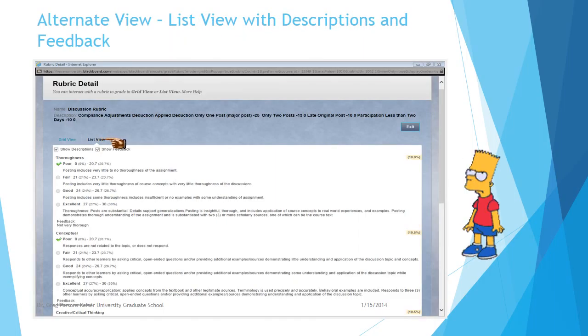Another way to look at the rubric is to push the list view, and it's the same information, just presented in a different format. You may find this easier than the grid format, but you can flip back and forth to check it out.